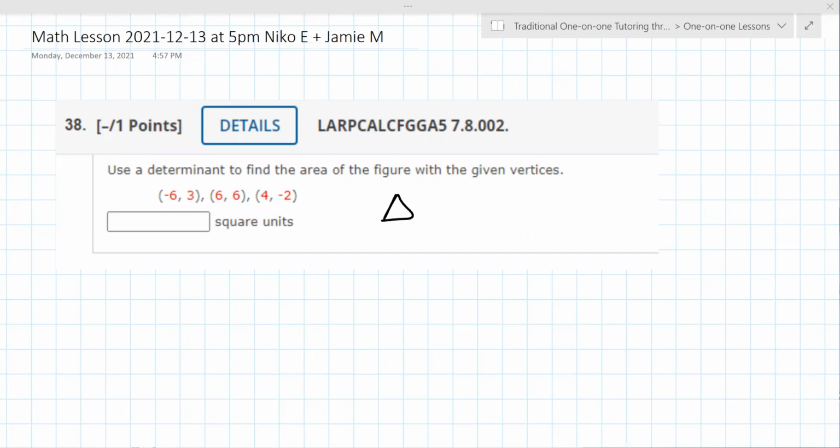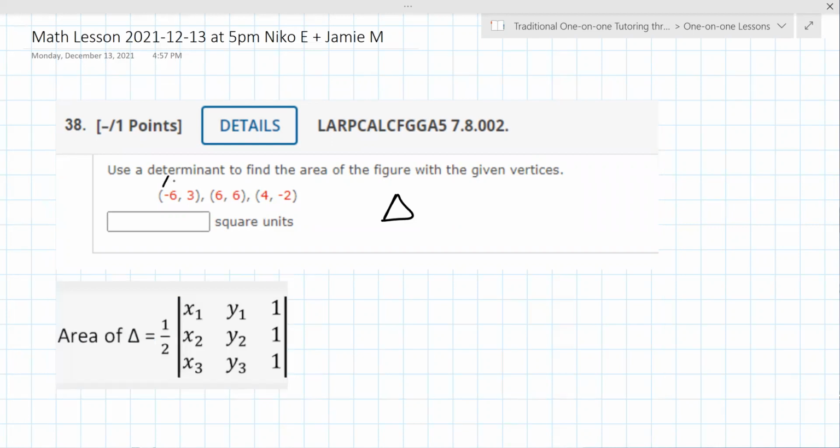Although, let me find a good one. Here it is. All right, so here is your formula. You would have to know this to be able to do it. Here's your x1, y1, x2, y2, x3, y3. So it's 1/2, and these lines right here mean determinant, and we'll get to that in a moment. So it's -6, 3, 1; 6, 6, 1; and then 4, -2, 1.